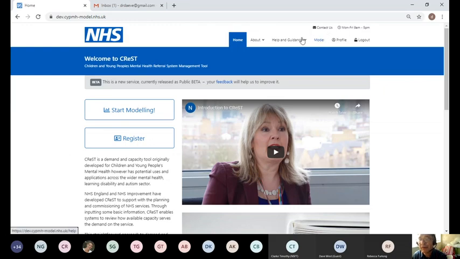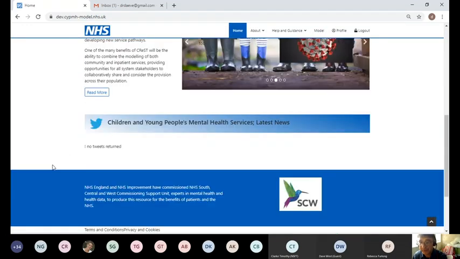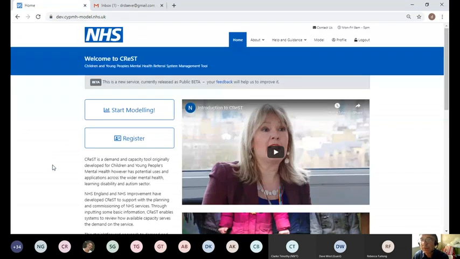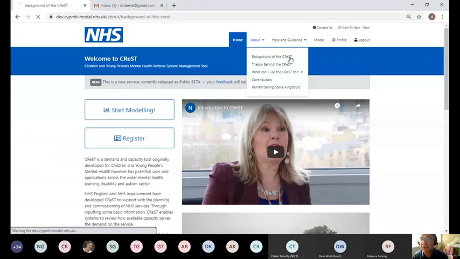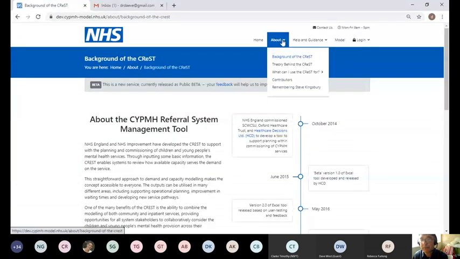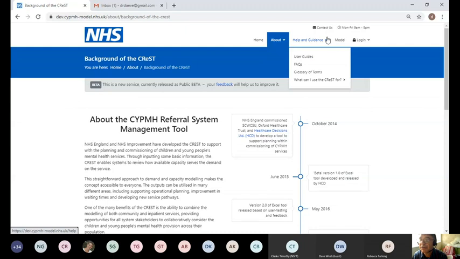So this is the home page, and it's got some information. There's an about section, background of CREST, theory behind CREST. So we find out about Erlang. What can I use CREST for? And then we've got a couple of examples: managing reduced capacity under COVID-19, or CREST support for developing COVID-19 services. There's a help and guidance section, user guides, frequently asked questions, glossary, and then back to those examples.